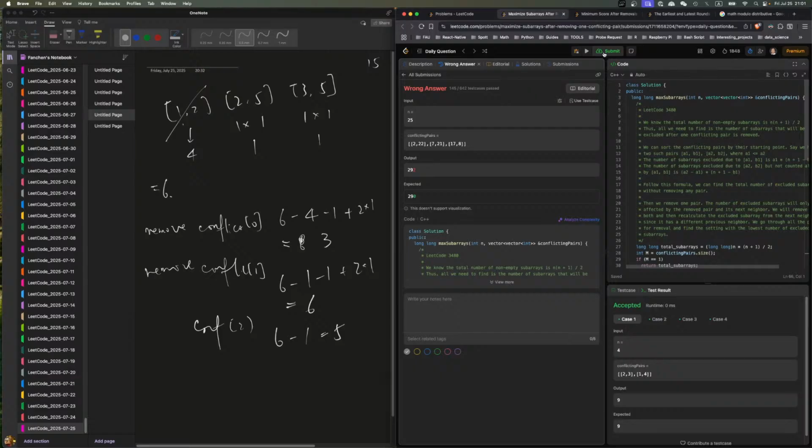Maybe we can debug this. I do think we probably can debug this. I just wonder why. So basically we are counting less than we should.